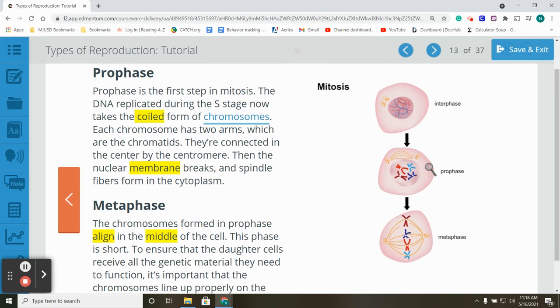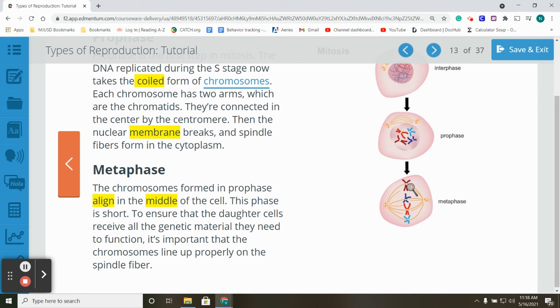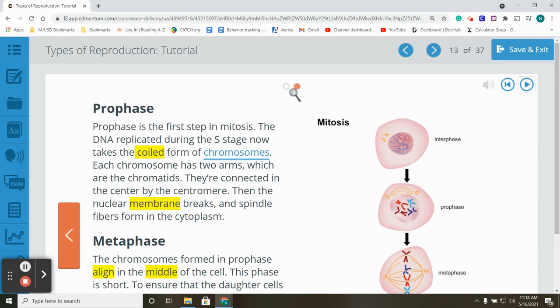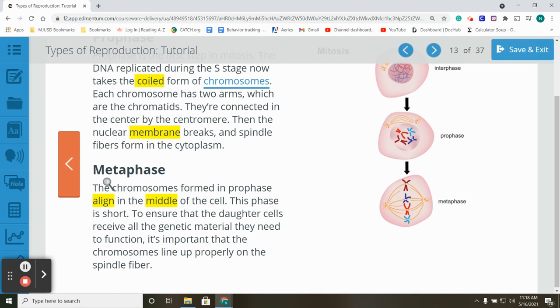So interphase, prophase, metaphase. I will click back and see if interphase was described, but I think we just described that.